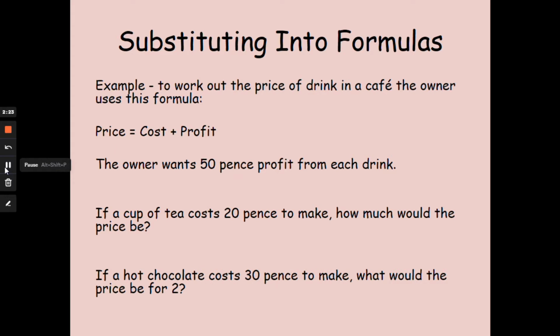If you want to pause the screen and give this one a try before we go through it. Okay, if you need a bit longer, pause the screen. If not, we'll go through the answer. So a hot chocolate cost me 30p to make. What would the price be for 2 hot chocolates? So if it cost me 30p and I want to make 50p profit, that means I'm selling it for 80p. Because I'm selling 2 of them, I have to times that by 2, which means I would sell the drinks for £1.60. Give yourself a big tick if you got £1.60.